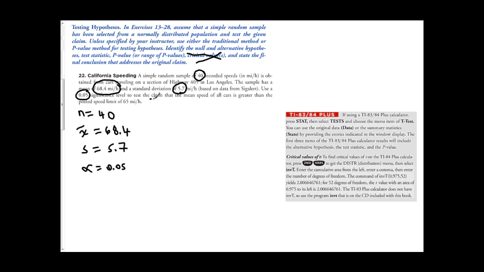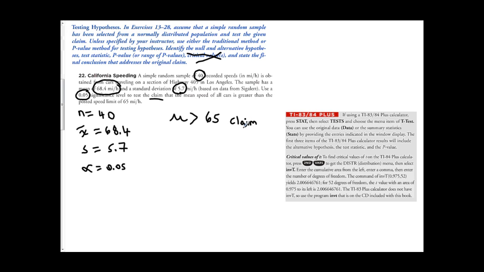Now here's the claim. We're going to test the claim that the mean speed of all cars. We're doing a test about a mean, so we're going to use mu. The test is of the claim that the mean speed of all cars is greater than the posted limit of 65. So we're making a claim that the mean speed is greater than 65. That's the claim.